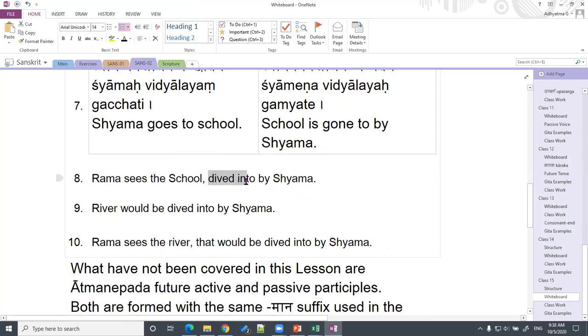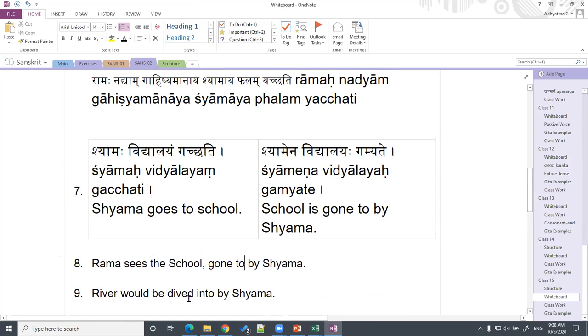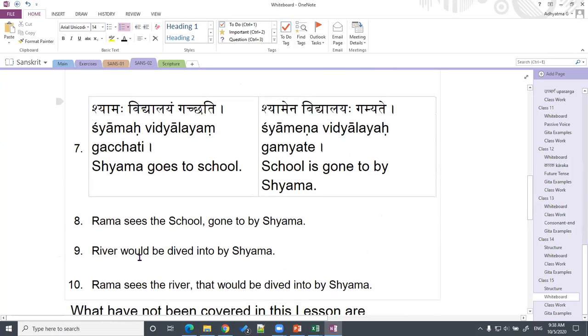So we'll just say here instead of river, we'll say Rama sees the school gone to by Shyama. We'll change our example, and I hope you understand why I changed the example, because I want to have the karma or the object in the first case. In that case, the Nadi was in the seventh case. So that's why I changed the example to Vidyalaya. So Rama sees the school gone to by Shyama. So here Rama is not seeing Shyama going to the school. That would be the active voice. Rama is seeing the school which is gone to by Shyama. So Vidyalaya is the first case. And that would be qualified by gone to. So Gamyate, that's a passive voice.